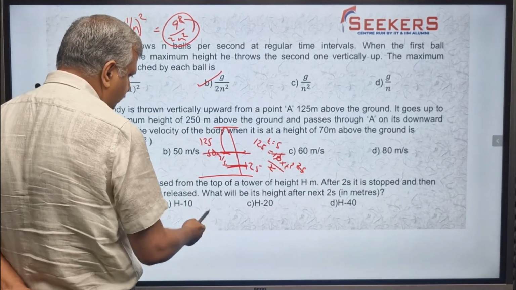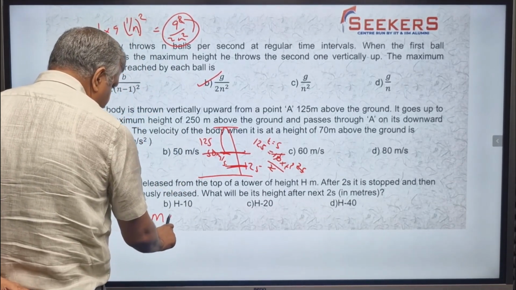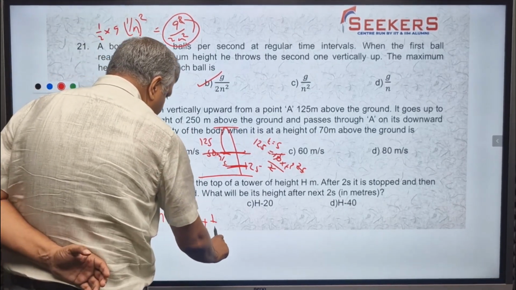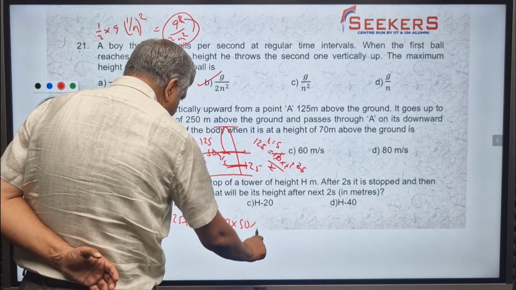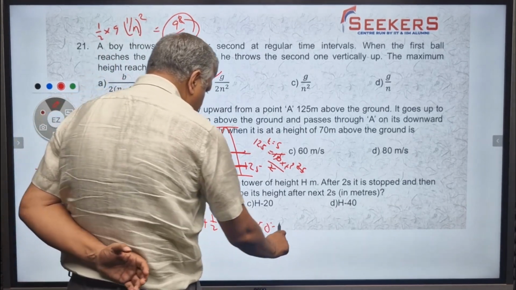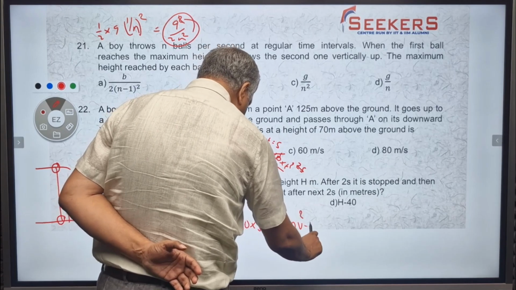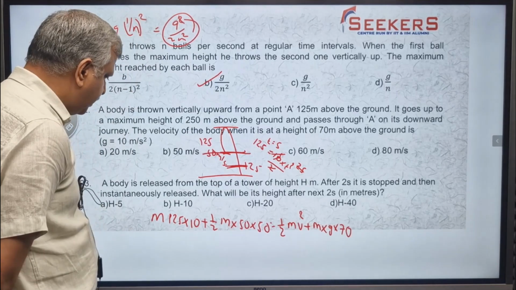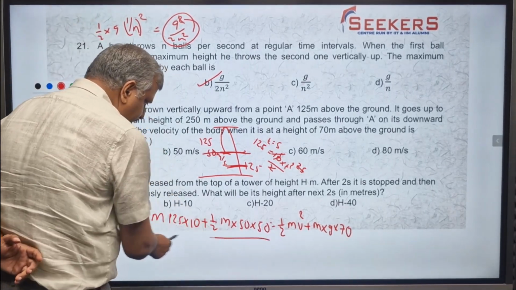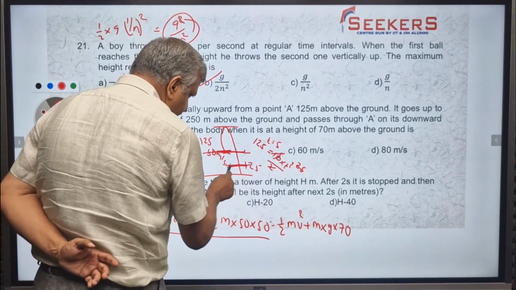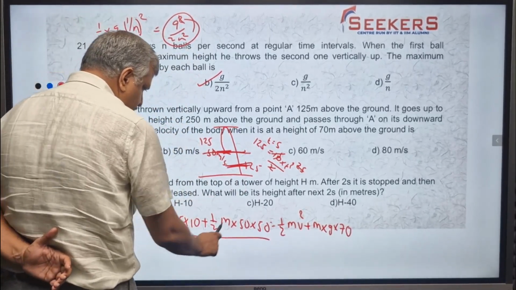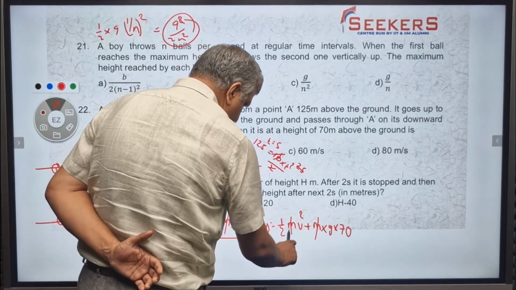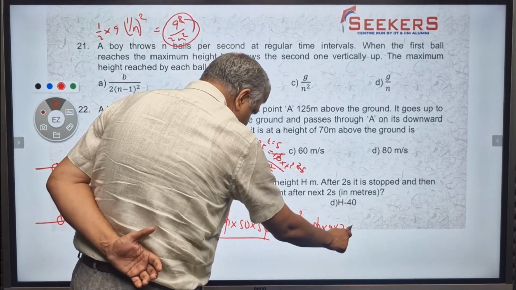So we can use energy and then work it out. The initial energy is m into 125 into 10 plus half into m into 50 squared, which is equal to half into m into v squared plus m into g into 70. So this is the initial energy when it was here, and this is the energy at this particular point. Energy is conserved. So first all the m's I can cancel, then this 0 by 10 I will make it, and this 0 I can cancel.